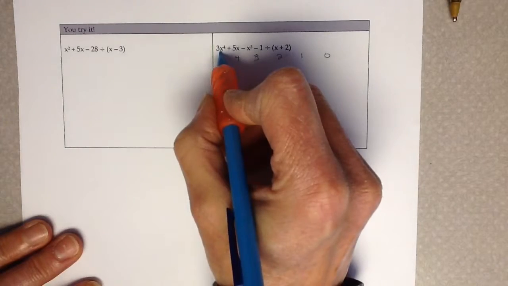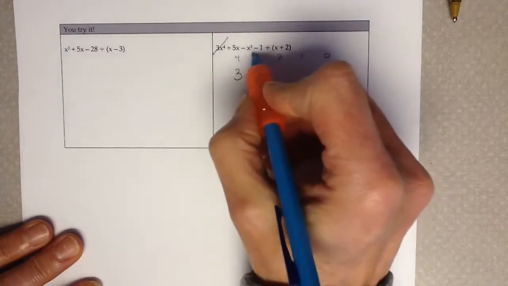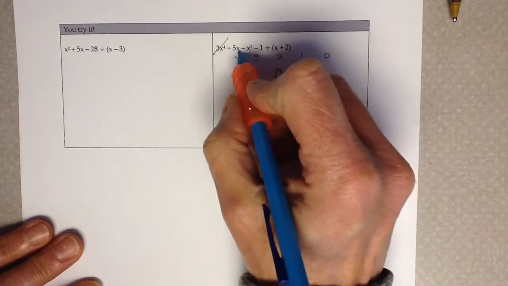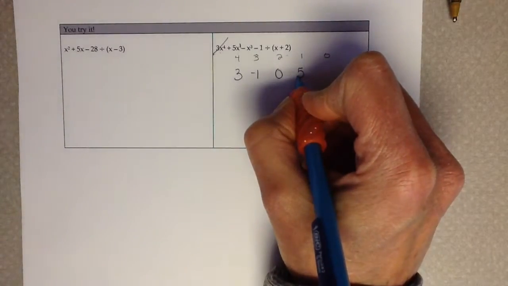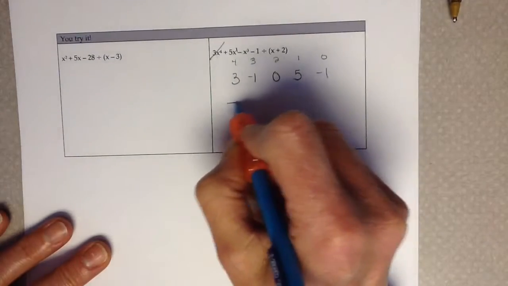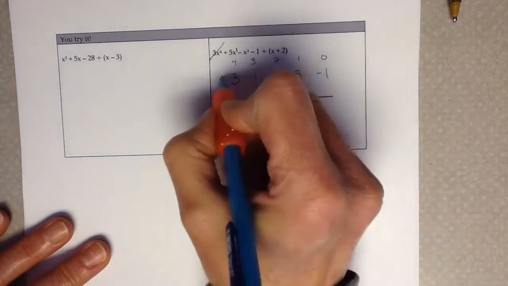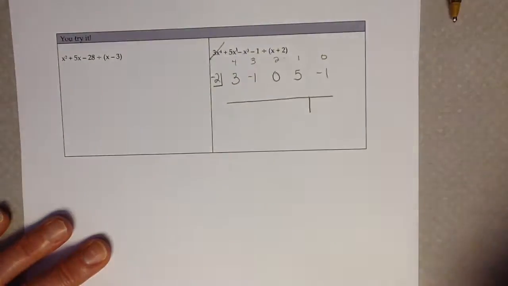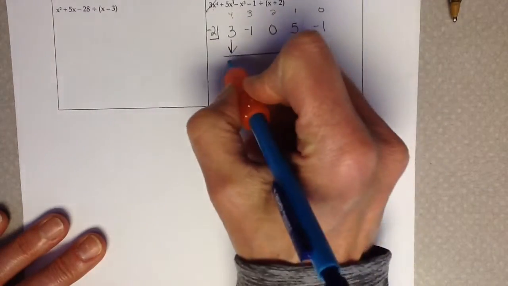Okay, so we're going to take out the variables. So degree of 4, the coefficient is 3. Degree of 3, we have a negative 1. Degree of 2, we don't have. Degree of 1, coefficient is 5. And then we have the constant, which is negative 1. Draw a line here. Spot for the remainder in between the last two numbers. Put a backwards L up here. We take the opposite of this, which is minus 2.